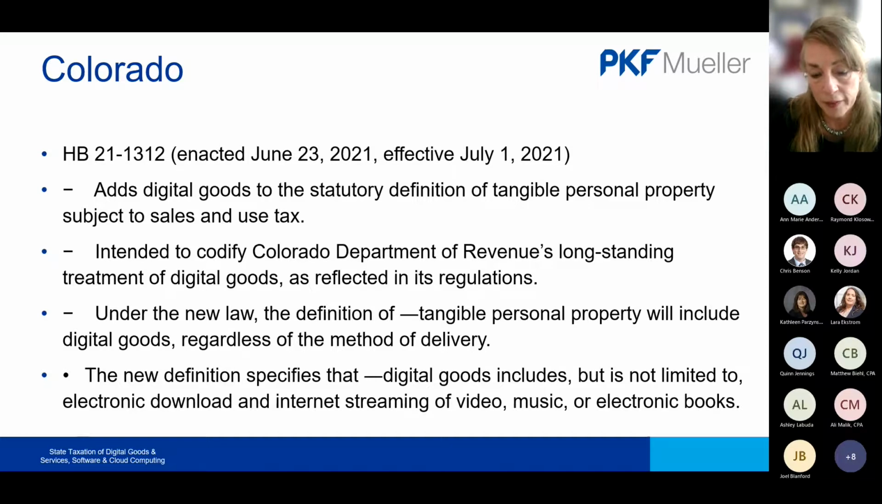And if you'll notice, the main definition in Colorado includes very traditional digital goods such as video, music, electronic books, but generally a lot of the states do this. They say digital goods includes these, but they're not limited to these. So then we have to look into what else might be a digital good in the state. But this is a classic definition of the types of basic digital goods that a state will tax.